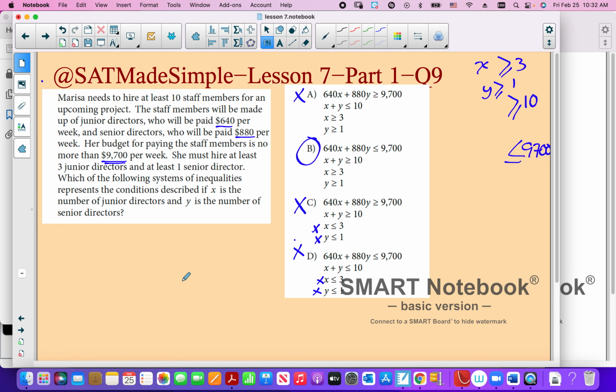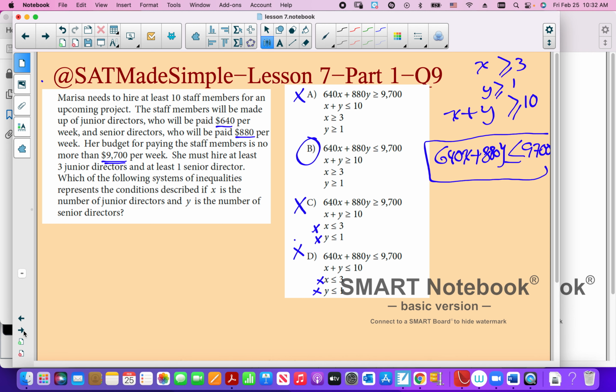If I were to continue translating, the staff members senior plus juniors should be greater than or equal to 10, so that's x plus y will give me that inequality. Each junior is paid 640, that'll be 640x, and each senior is paid 880, so that'll be 880y, should be less than or equal. So B is my correct answer.